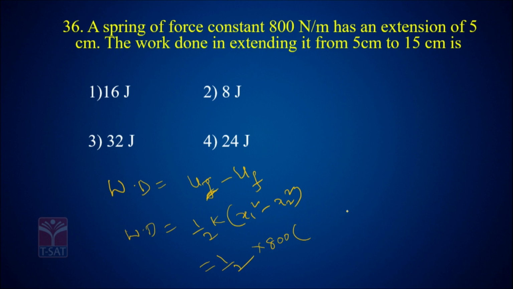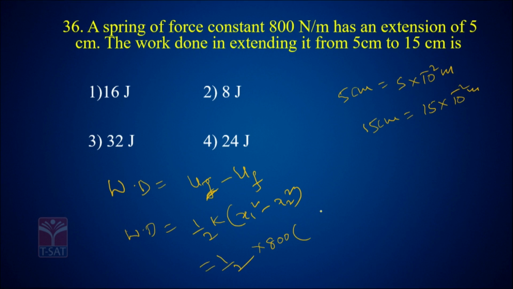Here you convert into the SI system. What is that SI system? 5 centimeter is equal to how many meter? 5 into 10 to the power minus 2 meter, and 1 centimeter is equal to 10 to the power minus 2 meter, and 15 centimeter, what is that? 15 into 10 to the power minus 2 meter.